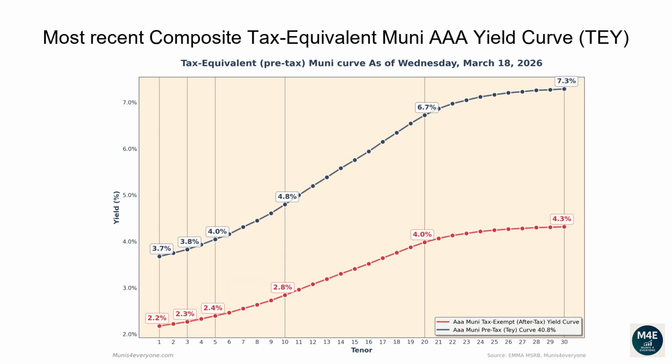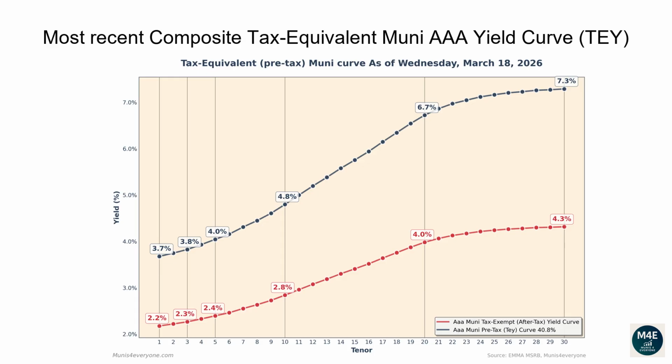Let's now go over the most recent composite tax-equivalent Muni AAA yield curve. The following graph shows, in red, the tax-exempt after-tax Muni yield curve, versus in blue its tax-equivalent pre-tax version, assuming a 40.8% top tax bracket, as of March 18, 2026. Why would you care to see the tax-equivalent version of the Muni yield curve? More on this later. Let's first go over the pre-tax, aka tax-equivalent yield curve.